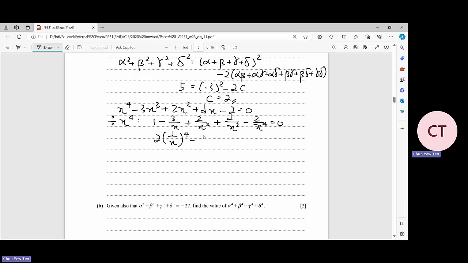Then minus the d of 1 over x cubed, then minus the 2 of 1 over x squared, and then plus the 3 over x, then minus 1 equal to 0. Divide everyone by 2, then you get d over 2. This is what you get.